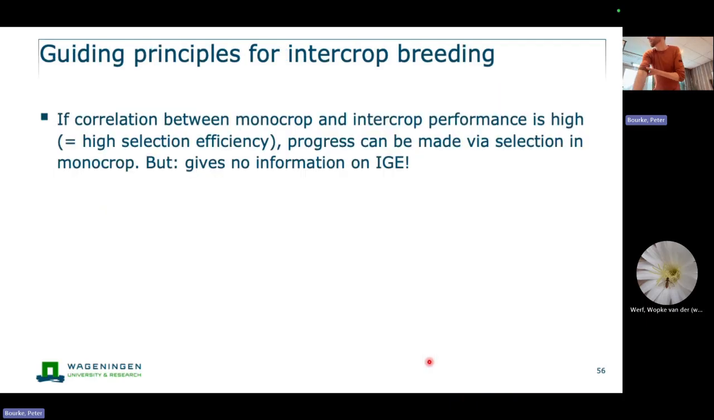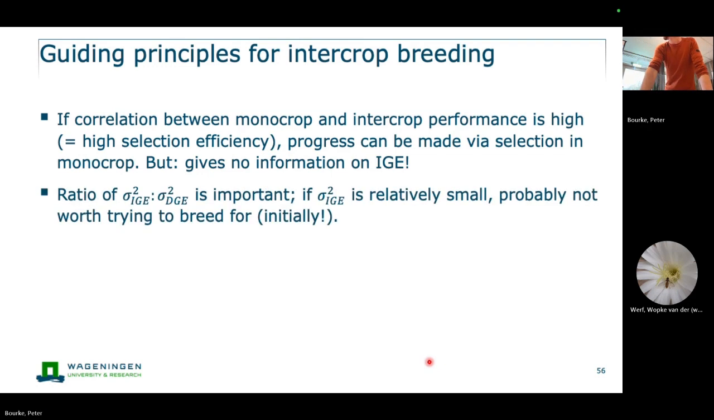Okay, so that gives us some guiding principles just to conclude with. So if we have quite a high correlation between our monocrop and intercrop, this high selection efficiency as well, we can certainly make progress via selection in the monocrop, so breeders don't need to do anything new. But that doesn't give us any information on these IGEs. We cannot learn anything about IGEs by monocrops for an intercropping, because we need to see what's the behavior of the partner species in response to that crop.